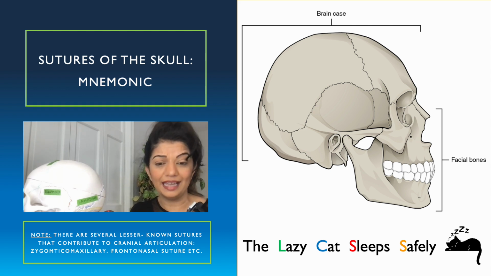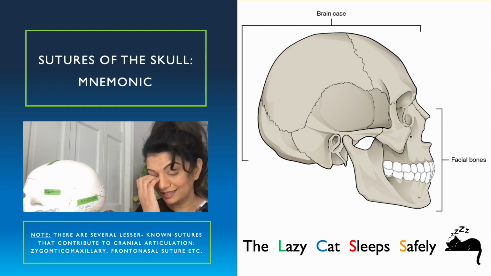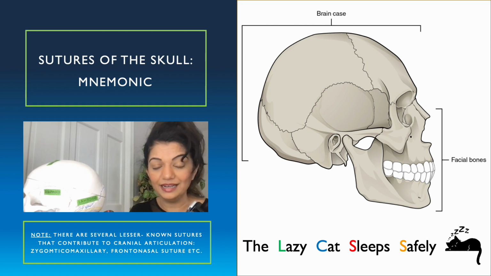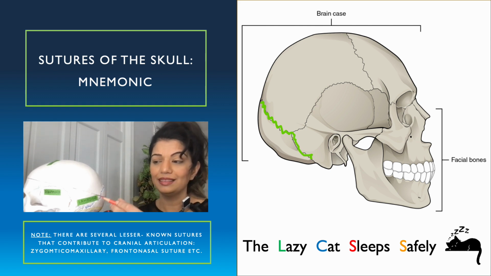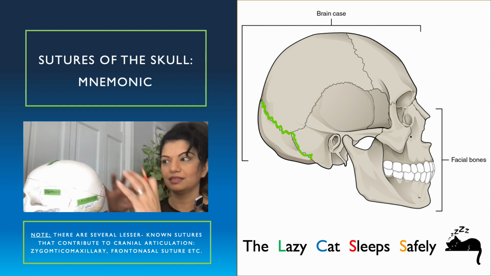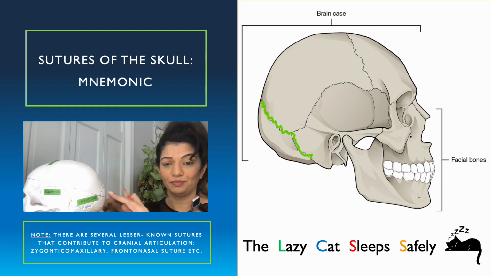Okay, so what are the names of the sutures? Now, I have a mnemonic for you on the screen, and it's going to be the lazy cat sleeps safely. So the "the" is not the first letter of the suture because there's only 4. So that's just for being grammatically correct. And lazy is the first suture we're going to identify, and that's your lambdoid suture, which is in the back. It sort of separates the parietal bones from the occipital bone.